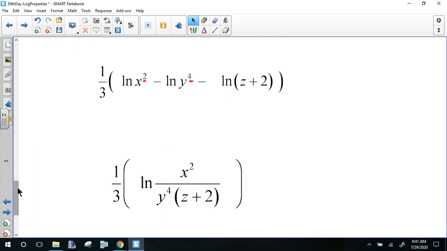Natural log of x squared divided by natural log of y to the fourth. So that's a division. And if it's another division, it stays on the bottom. If this were an addition, we would multiply and the z plus 2 would stay on top. But since it's a subtraction, we're dividing, so z plus 2 goes to the bottom.